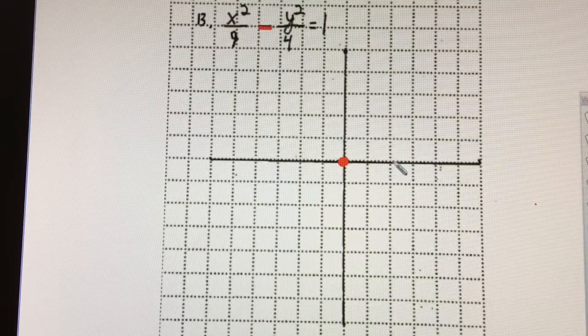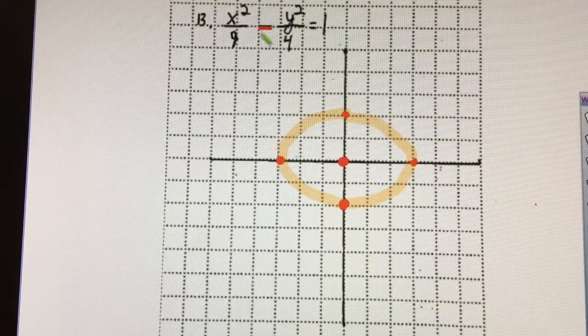So the square root of 9 is 3, so I go right 3, it's underneath the x. I go left 3. The square root of 4 is 2, so I'm going to go up 2, and I'm going to go down 2. Now some people go ahead and draw an ellipse, but that's not what we're drawing. That would be if it was a plus sign up here, but it's a minus sign. So I have to get rid of that ellipse. I'm actually drawing a hyperbola.